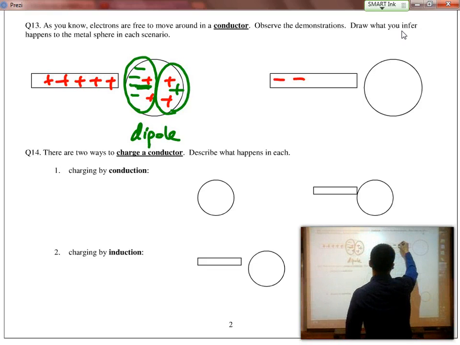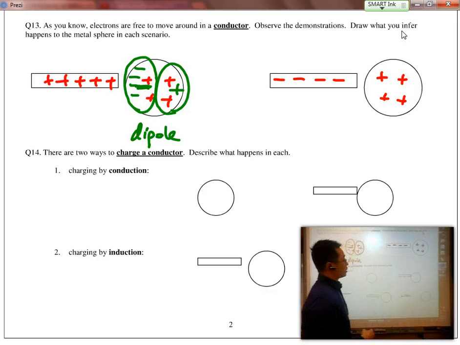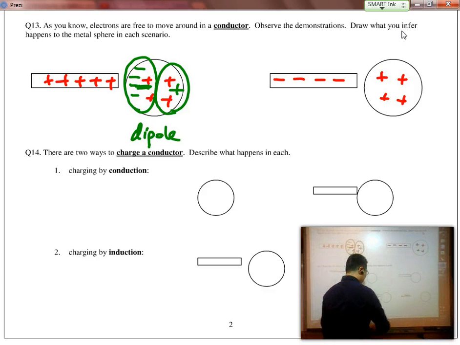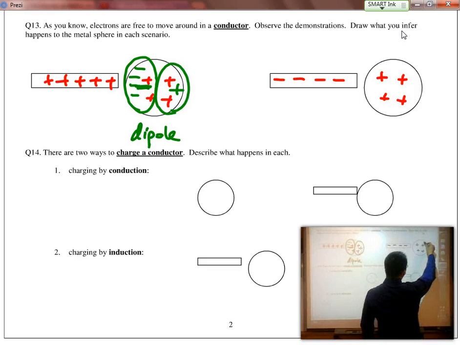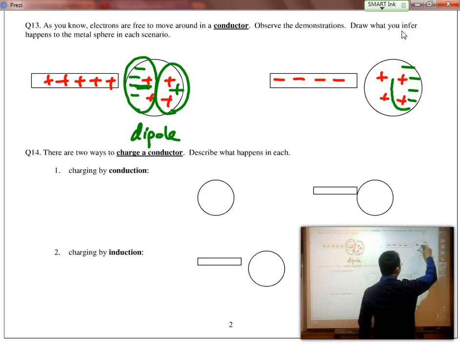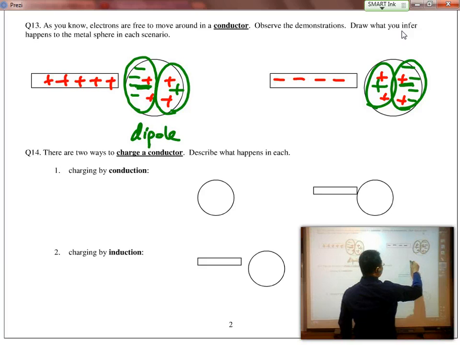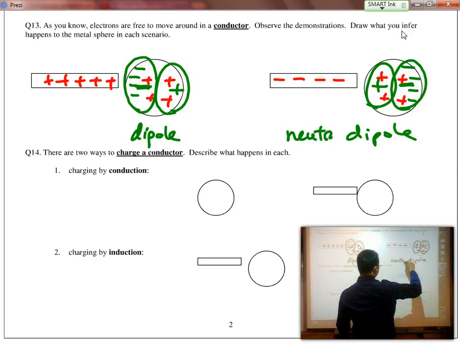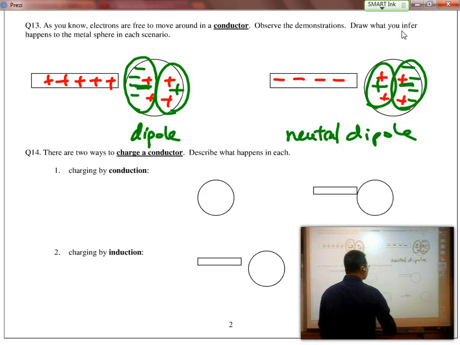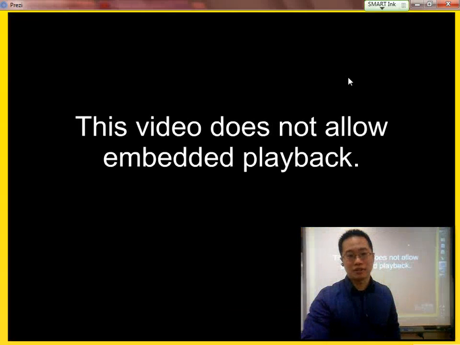And vice versa, if you brought a negatively charged object near a conductor, the electrons, since they are like charges, end up getting repelled by that negative charge, creating an opposite dipole where it's negative on the right and positive on the left, but still neutral. Now, this happens to be true whether it's a conductor or an insulator. It's just that it's easier to see inside a conductor.